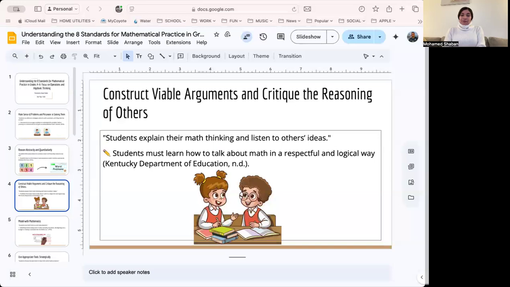This practice builds math communication. Students explain their thinking and listen to others. They ask questions like, does that make sense? Or can you explain your idea? In the picture, students are having a math talk about different solutions.